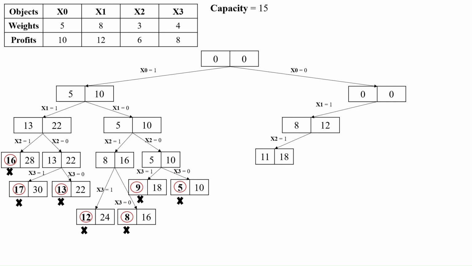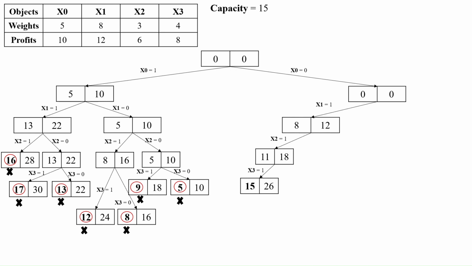That means we have to move further by considering the x3 object. The x3 object has a weight of 4 kgs and a profit of 8. After adding this weight to its weight part and profit to its profit part, here it looks like this. Now in order to move further, we have to compare this weight with the maximum capacity. The weight we got is 15 and the maximum capacity is 15. So 15 is equal to 15. That means the bag is full.